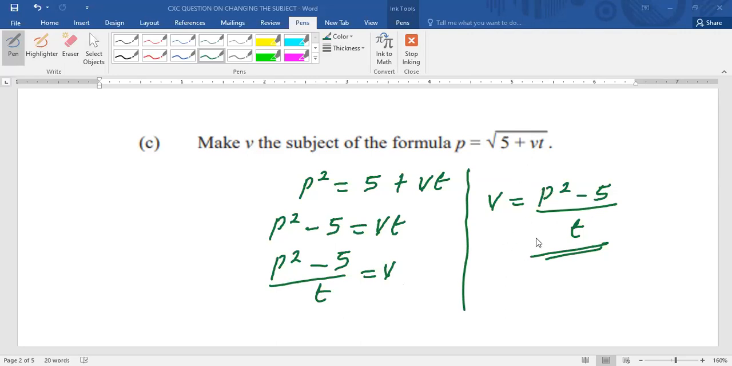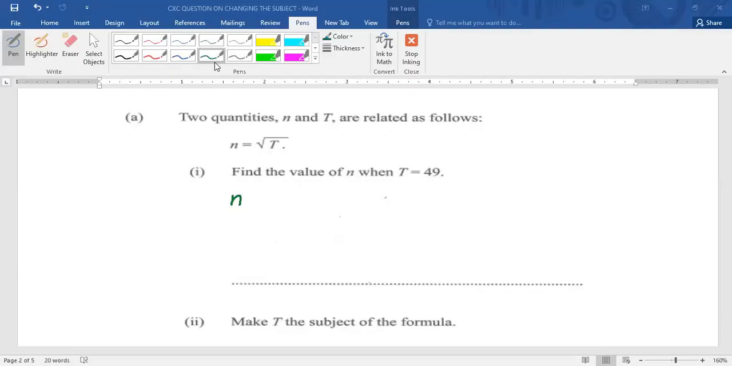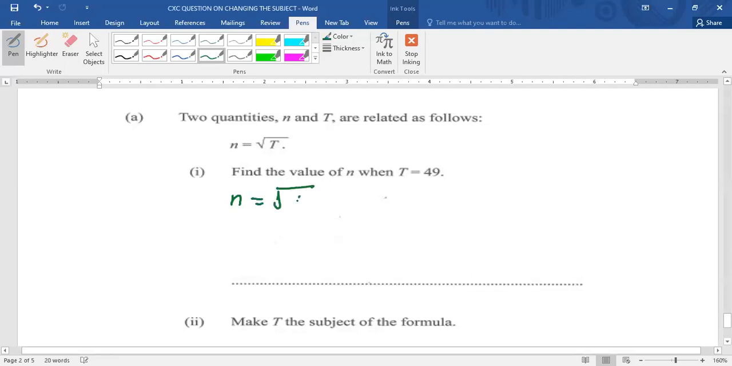All right. Now, we move on to the next question, which is number 9. We say n equals the square root of t. So n is equal to the square root of 49, right. What's the square root of 49? 7. Easy one, too.